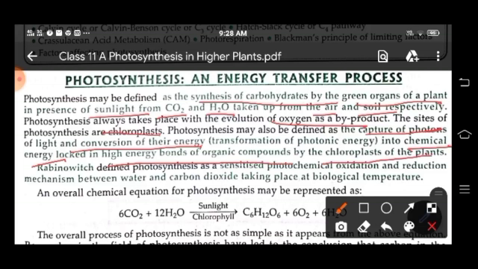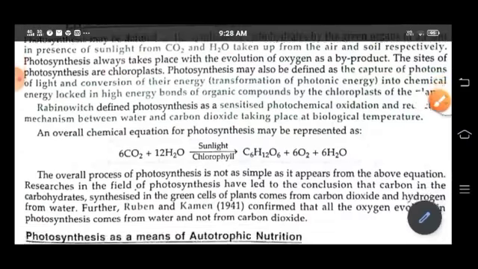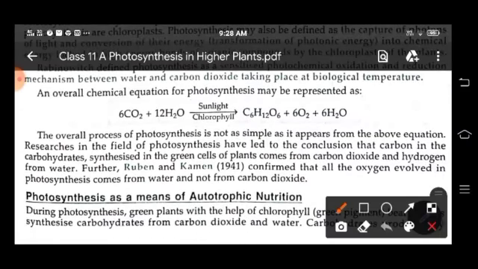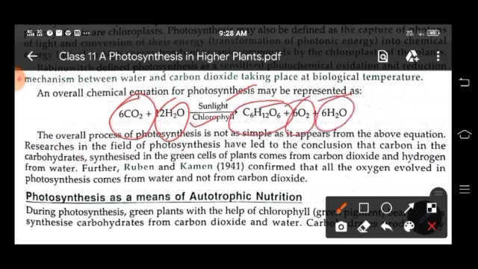Robinovich defined photosynthesis as a sensitized photochemical oxidation and reduction mechanism between water and carbon dioxide taking place at biological temperature. For the overall reaction of photosynthesis, we can write that carbon dioxide from the atmosphere and water from the soil, in the presence of sunlight and chlorophyll, make carbohydrate in the form of glucose and liberate oxygen and water.